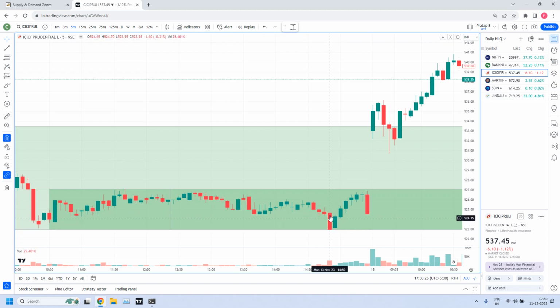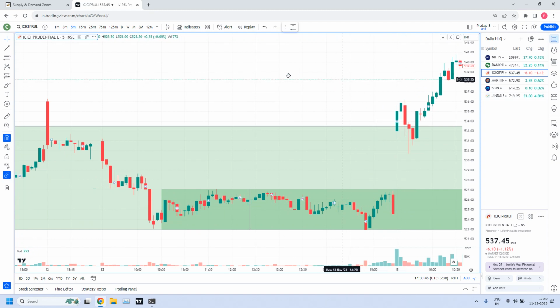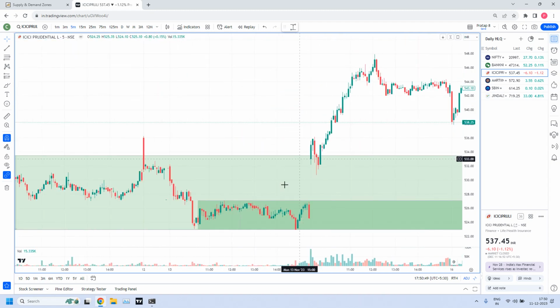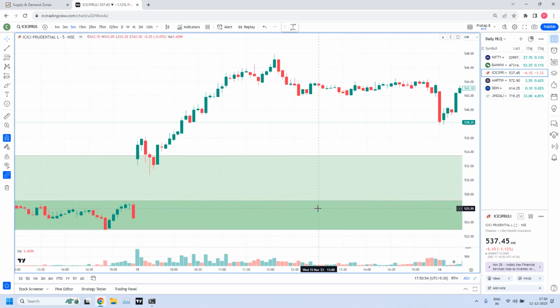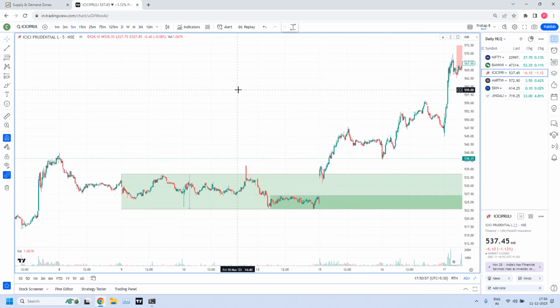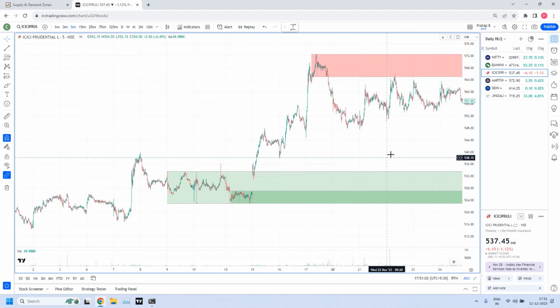We have a drop, and then we have 1, 2, 3, 4, 5, 6, and then again we have a drop. After that again we have a rally. Between this drop candle and rally candle, there are no base candles. That means the structure of this zone is not very clear. That way, we can identify this zone will be broken very easily. So it is not advisable to take a trade in ICICI Prudential. There are higher chances of breaking this zone.